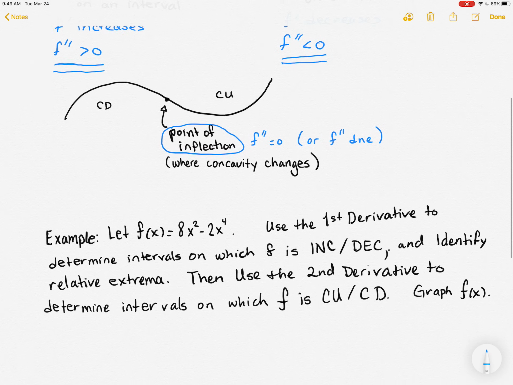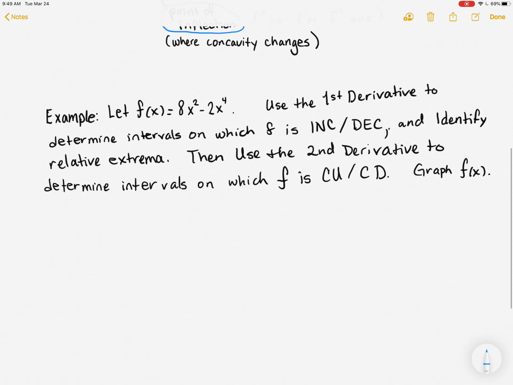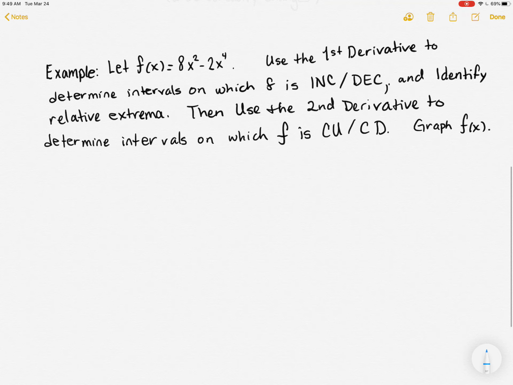So here I've got an example. I've taken a fourth degree polynomial, and I want to use the first derivative to get the intervals on which this thing is increasing, decreasing, and find the max and mins. Then we're going to use the second derivative to find the intervals in which the graph is concave up and concave down. Then we'll sketch a graph. So let's do all the stuff with the first derivative.